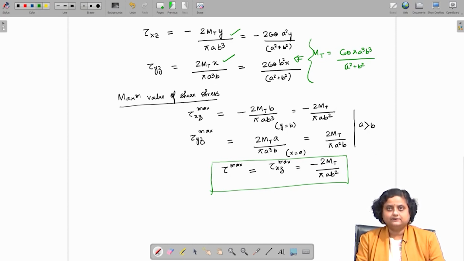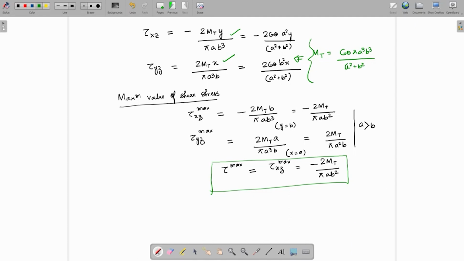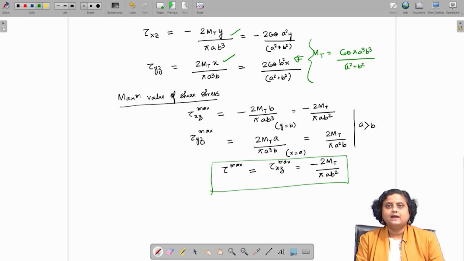Now, in summary, given a cross section, if you can find a suitable stress function which satisfies the two criteria, then from the stress function we can find the expression for the torsional moment in terms of G theta, and therefore find the torsional rigidity. Similarly, we can find the expression for the shear stresses using the stress function, and we can find the maximum value of the shear stresses through inspection.